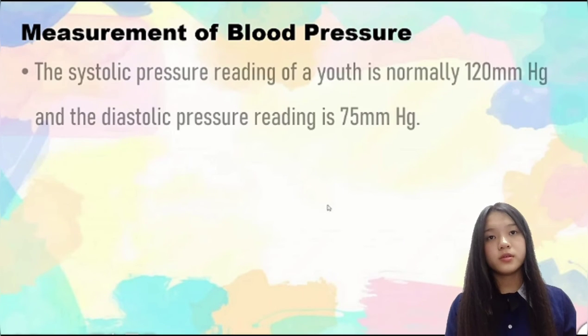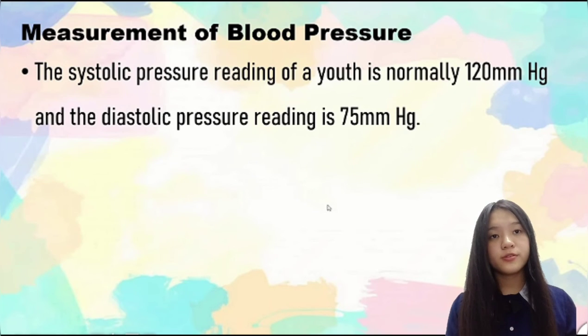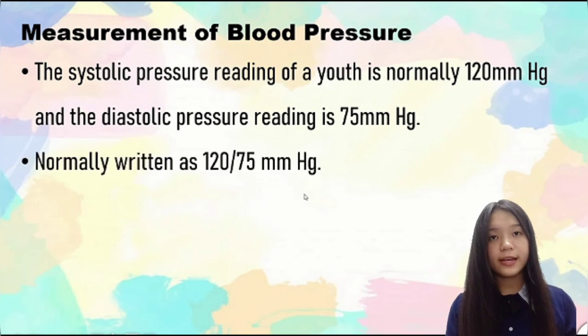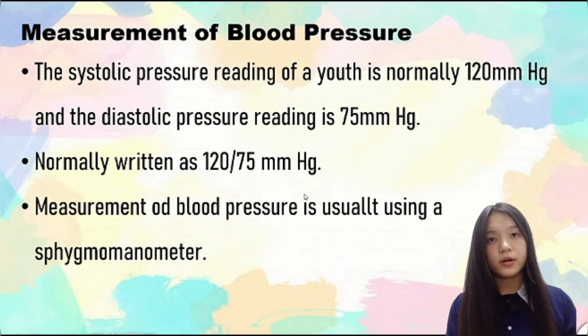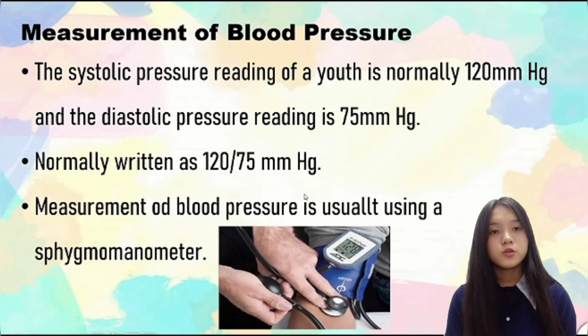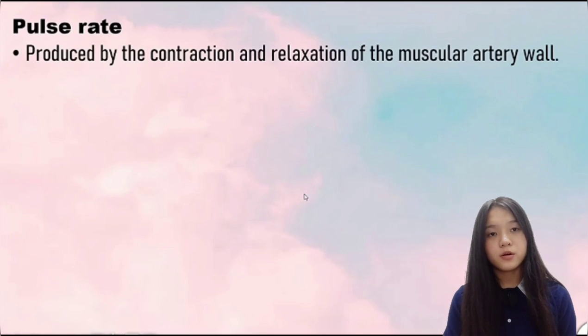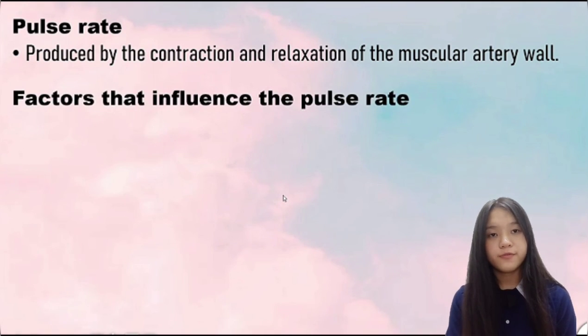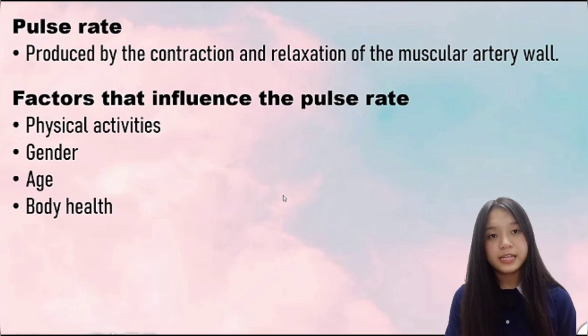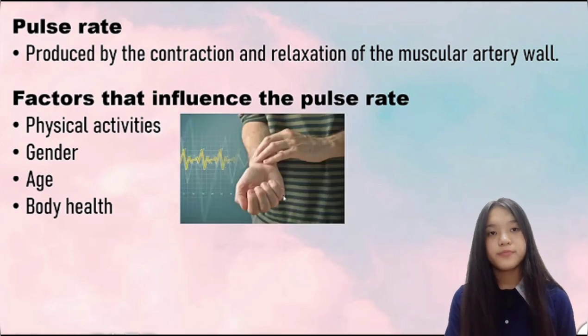Next, I will explain about the measurement of blood pressure. The systolic pressure reading of a young person is normally 120 mm Hg, and the diastolic pressure reading is 75 mm Hg. It is normally written as 120 per 75 mm Hg. Moreover, blood pressure is usually measured using a sphygmomanometer. Do you know what pulse rate is? Pulse rate is produced by the contractions and relaxations of the muscular artery wall. Besides that, there are some factors that will influence the pulse rate, for example, physical activity, gender, age, and body health.